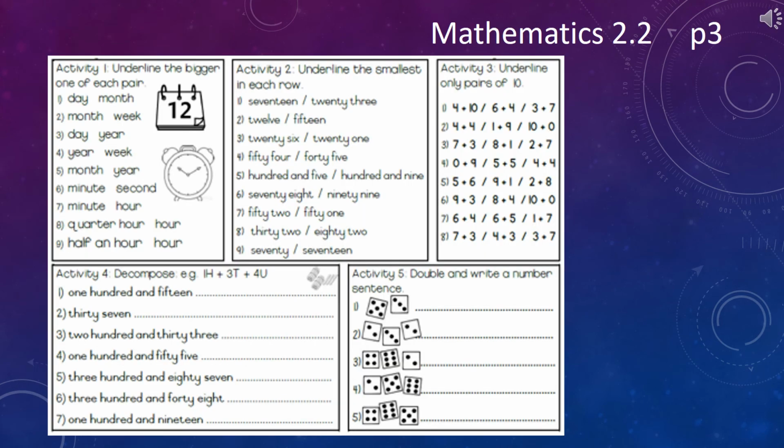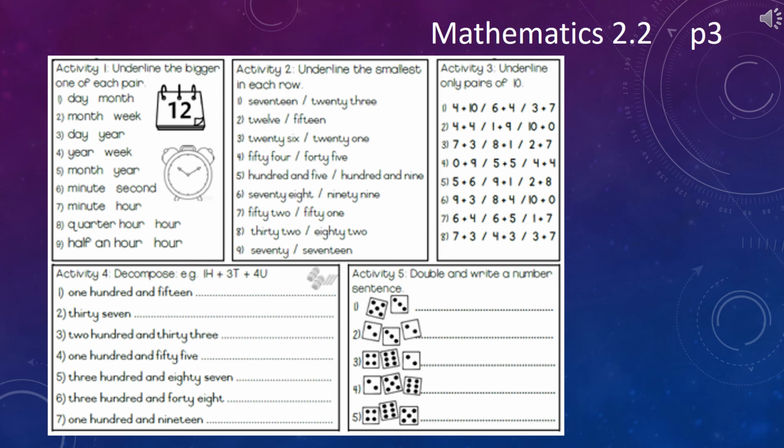Okay, mental math activities for this week, guys. Remember, I want you to do them quickly, but I also want you to do them accurately. So think carefully. Activity 1, underline the bigger of each pair. So you're going to look at the 2. You're going to decide which one takes longer, and you're going to underline that number.